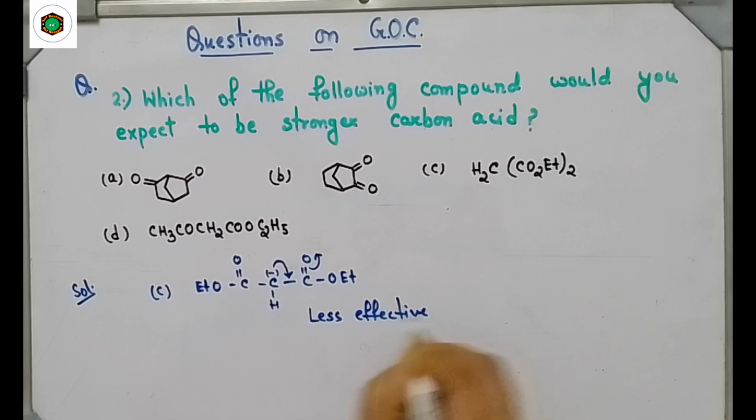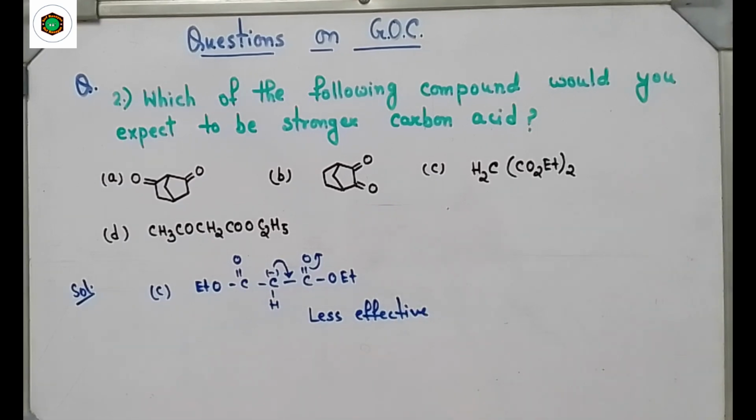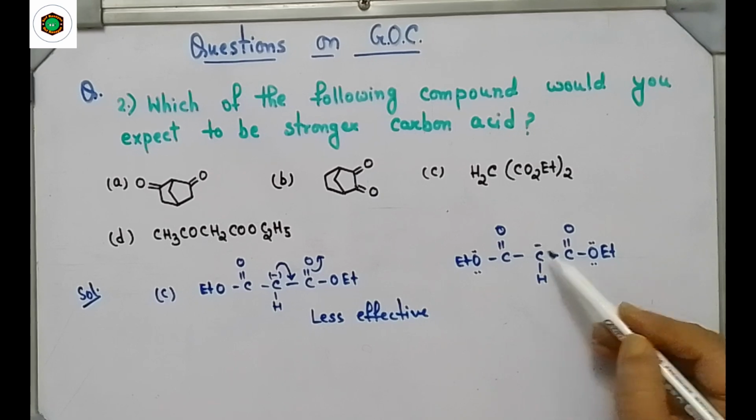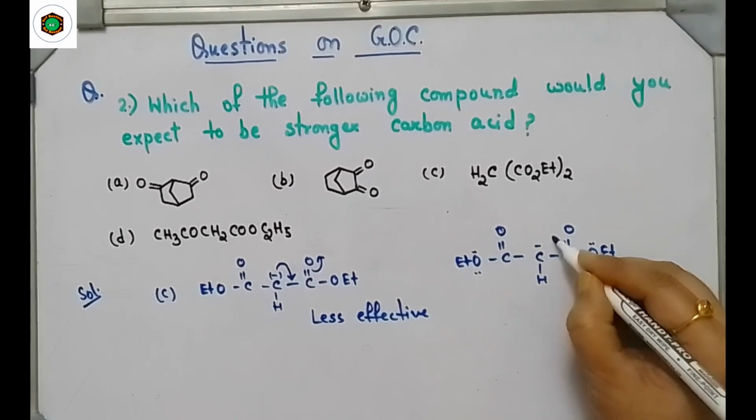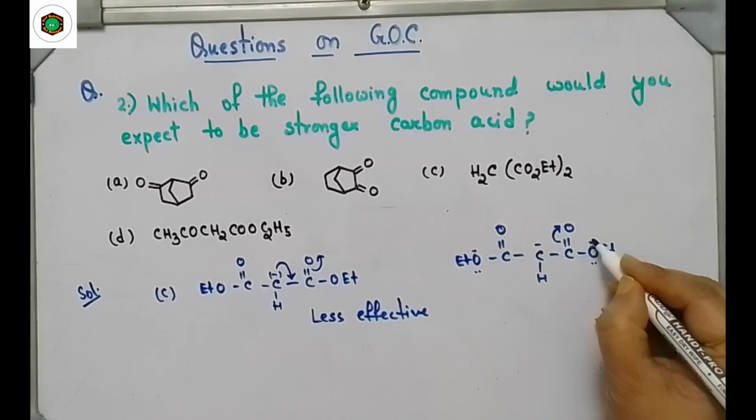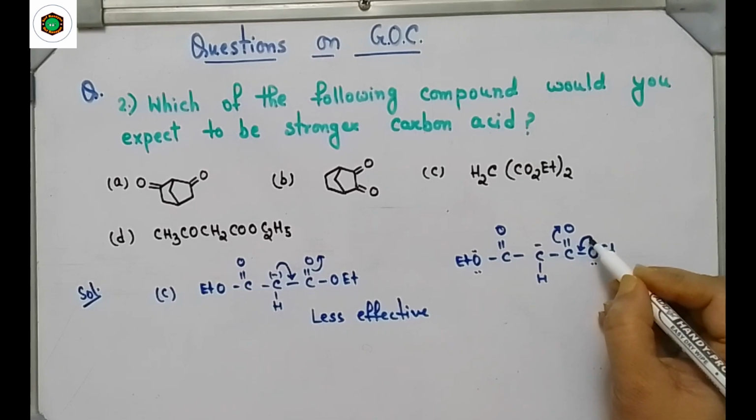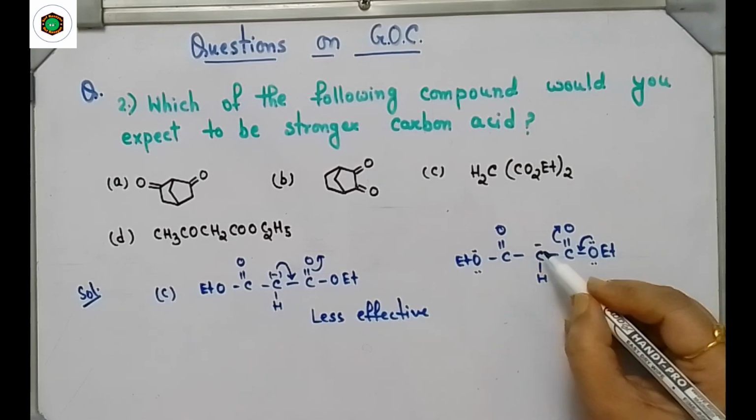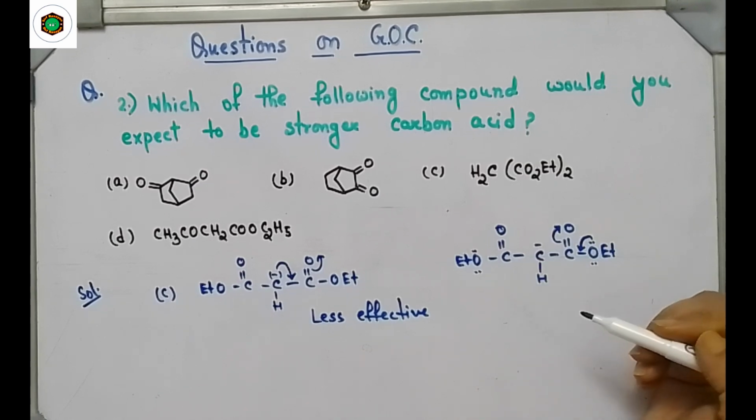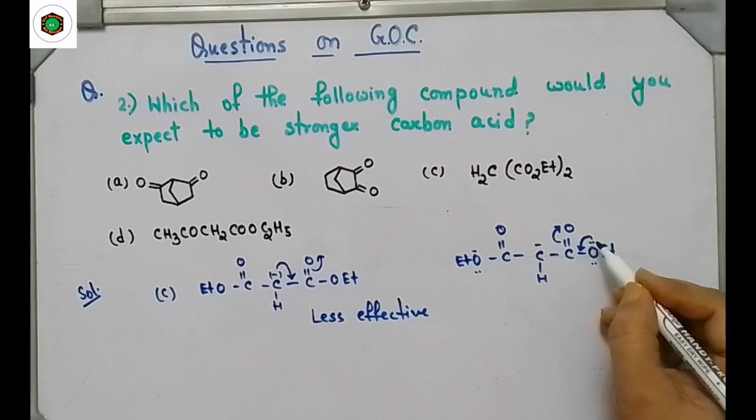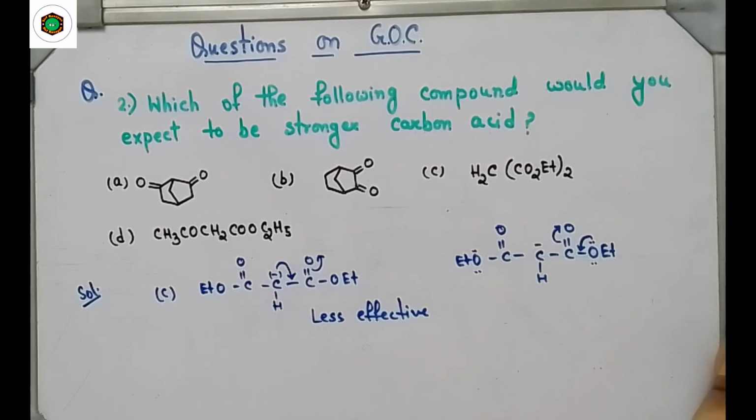Why is resonance less effective here? Because see here, on both sides adjacent to this carbanion a COOEt group is there. Now if you break this, then the oxygen lone pair is in conjugation with this double bond. So this lone pair will be involved in resonance. So here this carbanion will be less resonance stabilized because the OEt oxygen is supplying electrons here. So here resonance is less effective involving this carbanion.